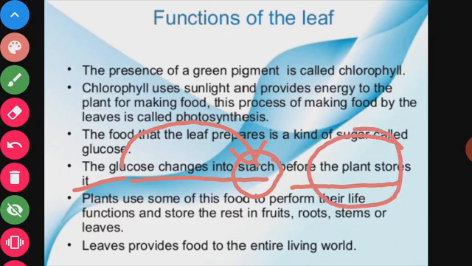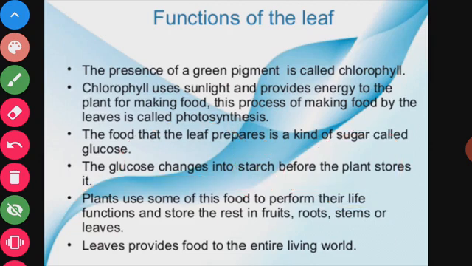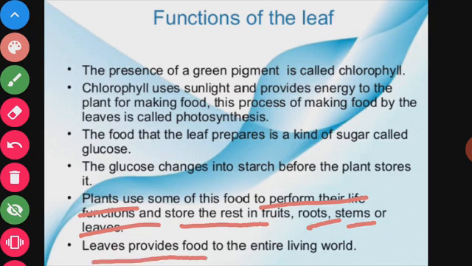Plants use some of this food. Plants synthesize food, and some of the food they use to perform their own life functions, and the rest is stored in fruits, roots, stem, and leaves. That is the reason we use some of them as food. We use the roots of some plants, the leaves of some plants, and the fruits of some plants. In all those plants, food is stored, so we use them. Leaves provide food to the entire world. These are the different functions of the leaves.